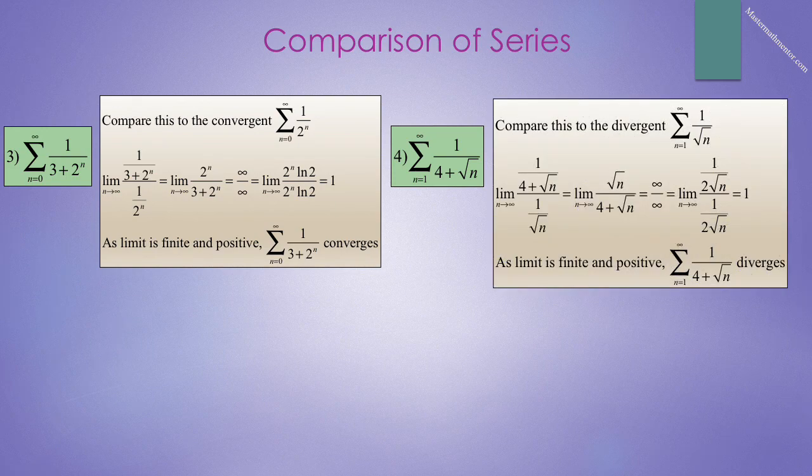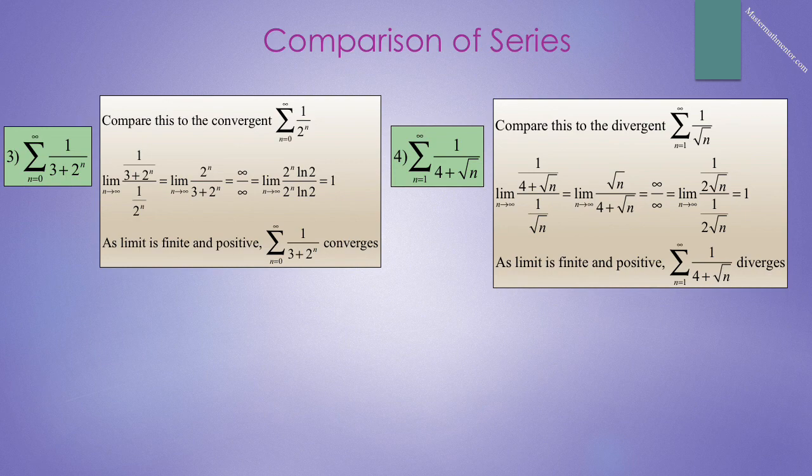Number 4 reads summation n equals 1 to infinity of 1 over 4 plus the square root of n. When we did this by the direct comparison test, we compared it to 1 over the square root of n and got an inconclusive result. However, for the limit comparison test, we will again compare it to the divergent summation n equals 1 to infinity of 1 over the square root of n. Looking at the limit as n approaches infinity of 1 over 4 plus the square root of n, over 1 over the square root of n, we get the limit as n approaches infinity of the square root of n over 4 plus the square root of n.